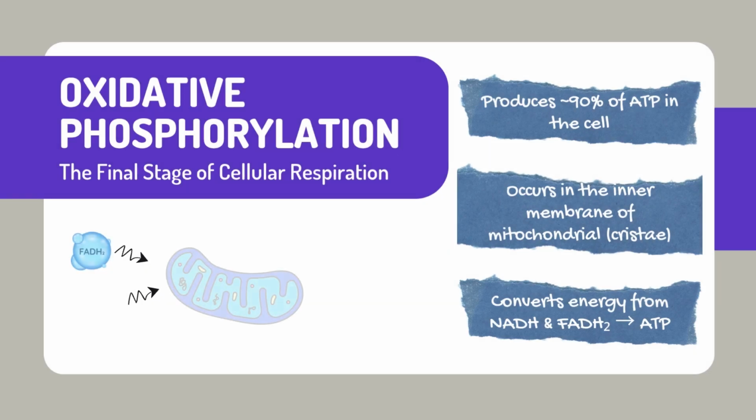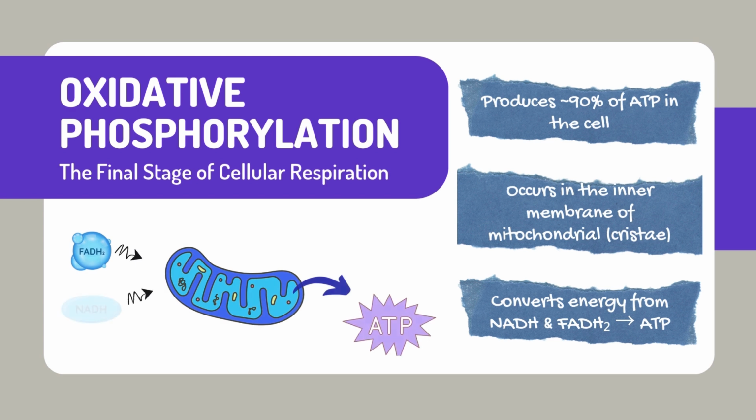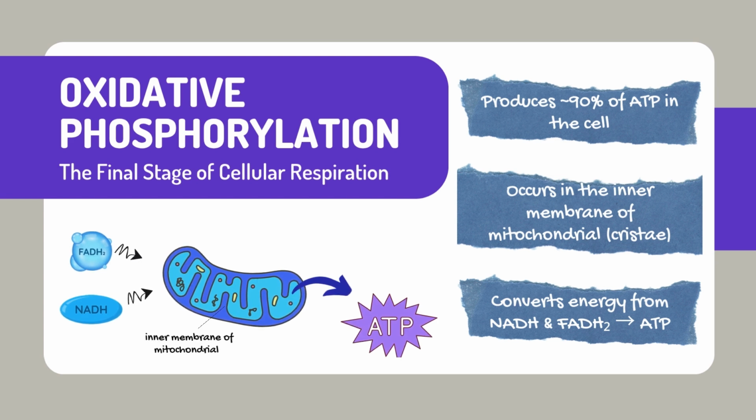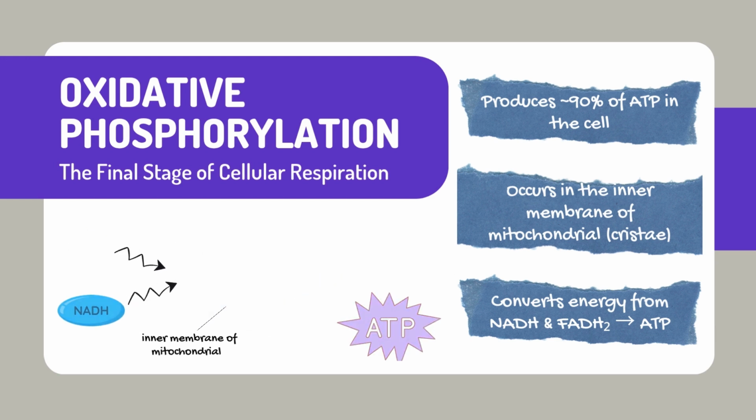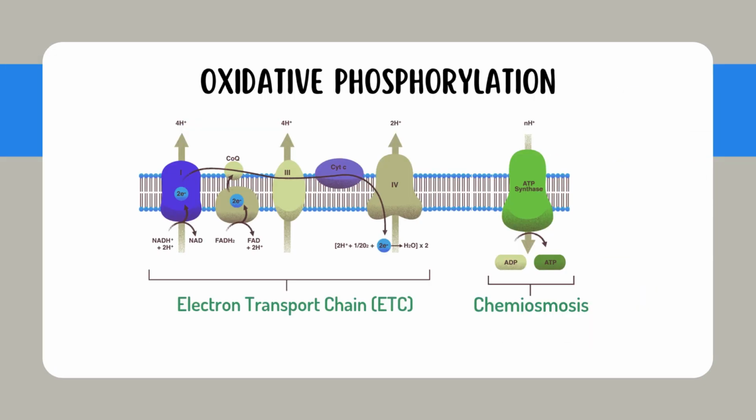Now, let's look at oxidative phosphorylation in more detail. This is the final stage of cellular respiration, and it takes place in the inner membrane of the mitochondrion, also known as the cristae. This stage is extremely important because it produces almost 90% of the ATP used by the cell. Here, the energy that was carried from earlier stages of respiration, NADH and FADH2, is finally converted into ATP. Oxidative phosphorylation consists of two main stages, the electron transport chain and chemiosmosis.